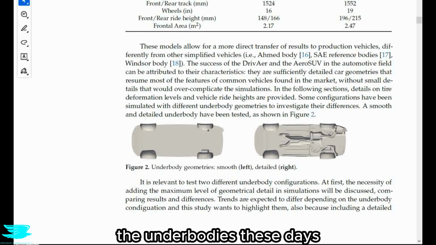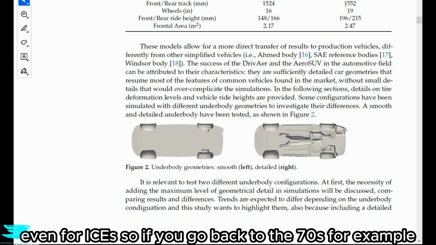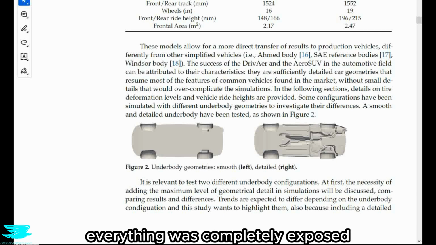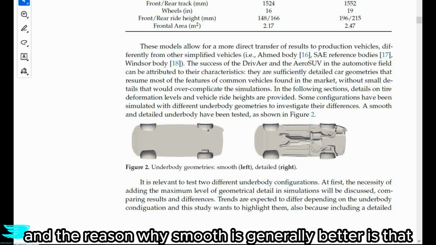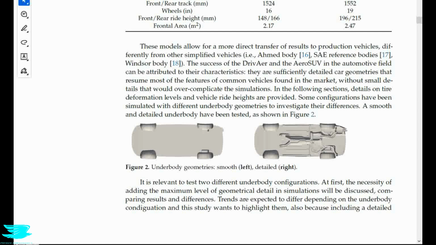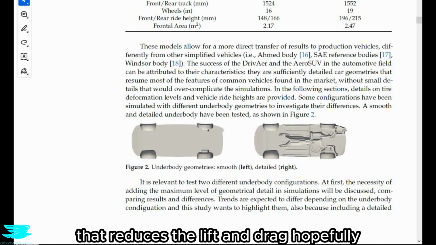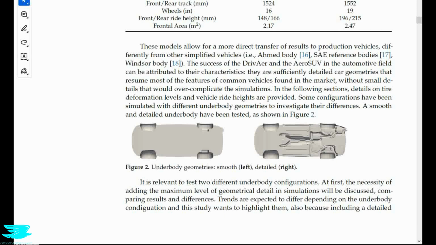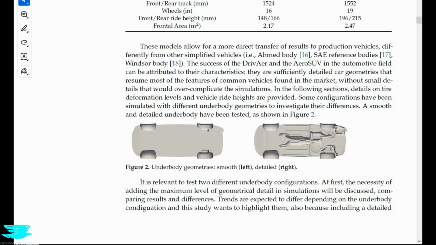I should mention that the underbodies these days are way smoother than they used to be, even for ICEs. So if you go back to the 70s, for example, everything was completely exposed, so they're much better these days. And the reason why smooth is generally better is that there is nothing for the flow to get caught up on and separate. So you get a much nicer flow that reduces the lift and drag, hopefully. And we'll see later on how the smooth versus rough underbodies affect the drag.